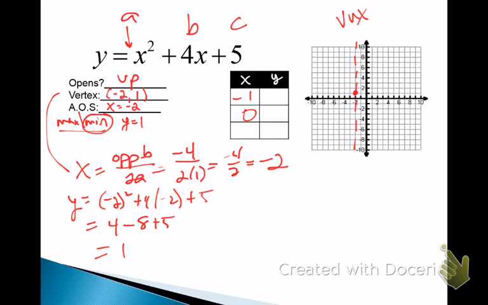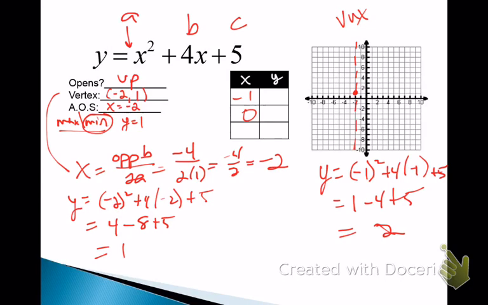I'll plug these two x's in to find out what the y's are that go with them. And then I'll have two more points that I can graph. So negative 1 squared plus 4 times negative 1 plus 5. Get you 1 minus 4 plus 5, which is 2. So the y that goes with negative 1 is 2. Now, I like choosing 0 anytime I can, because when I plug in 0 for x, this term becomes 0, this term becomes 0, and you basically get 0 plus 5, which is just 5.